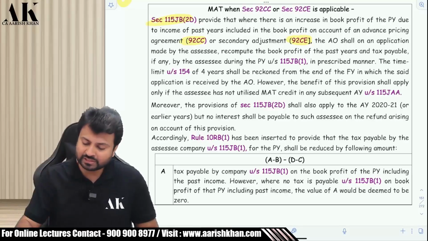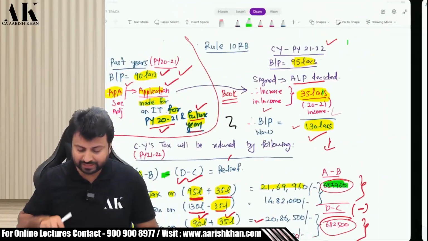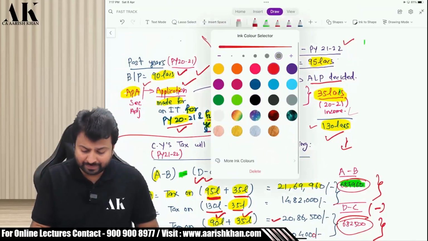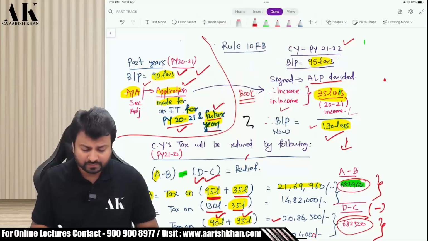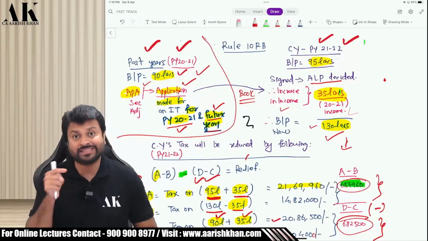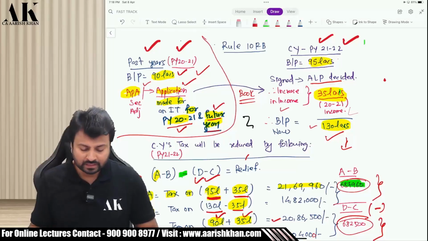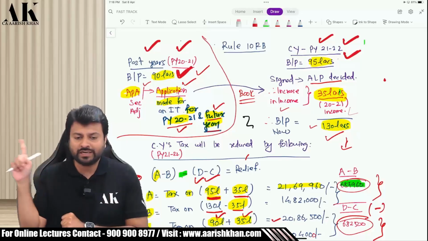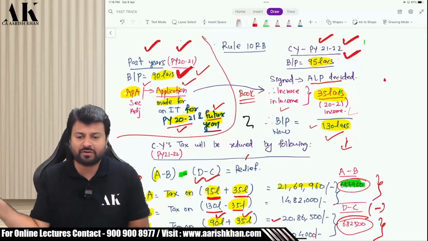Now, to explain this provision, I have made one example over here. With the help of that example, I'll be explaining this provision entirely. So pay absolute attention now. There are 2 years over here: previous year 2021 and previous year 21-22. Previous year 2021 is the past year and previous year 21-22 is the current year. Assume that your past year's book profit is 90 lakhs and your current year's book profit is 95 lakhs. So there are 2 years, one past year, one current year.